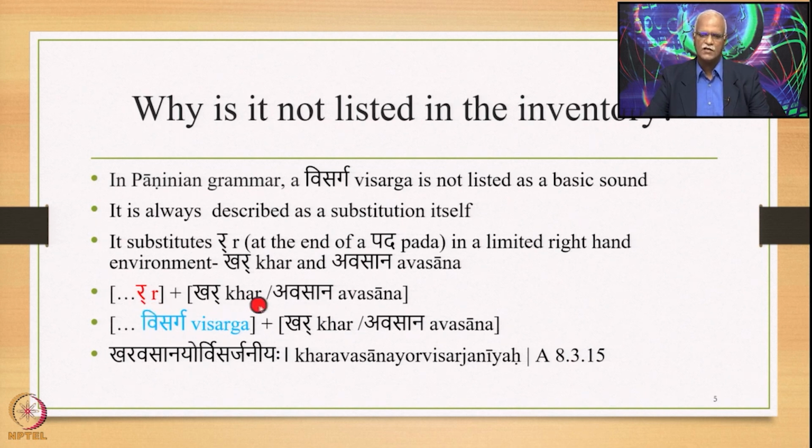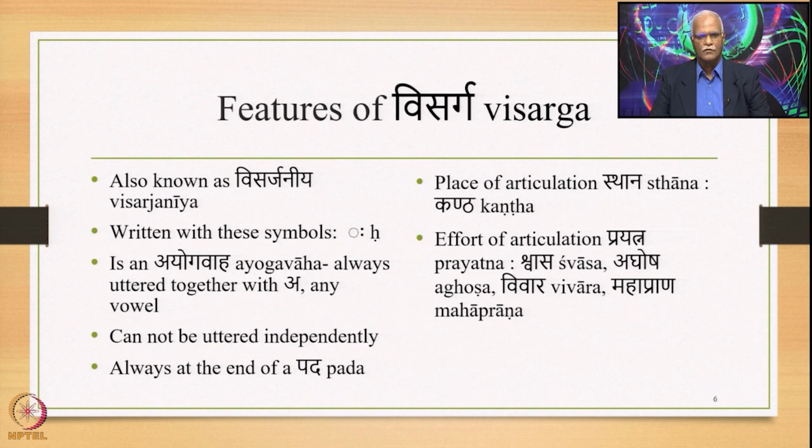So ra plus khar or avasana is the input and the output is visarga plus khar or avasana. This is affected by the sutra khar avasanayor visarjaniyaha 8.3.15. This is a very important feature of the Visarga. Visarga is also known as Visarjaniya. Let us look at some of the other features of Visarga. Visarga is known as Visarjaniya also, used in the sutras of Ashtadhyayi.